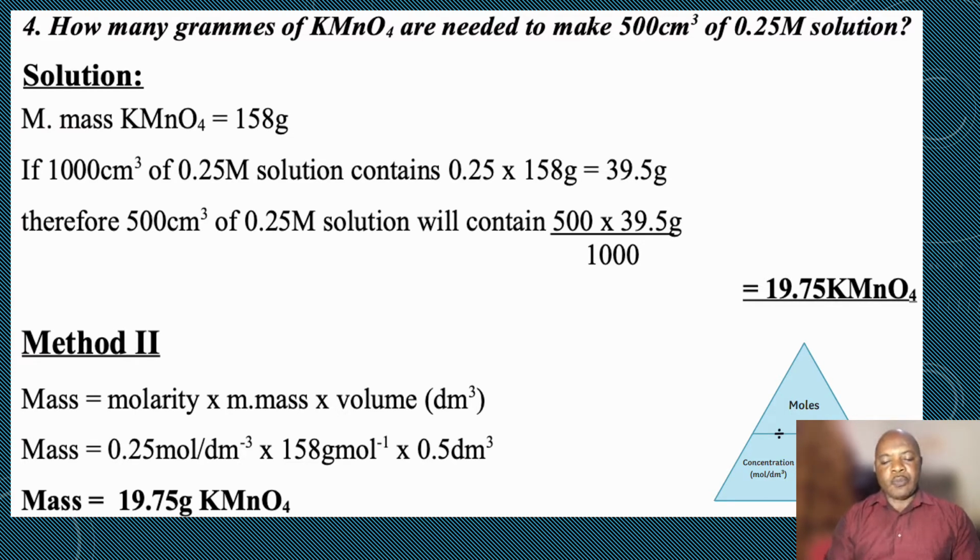Method number 2, we are going to use the triangle now. Now, method number 2 is, we need to have the number of moles. We have been given the concentration, which is 0.25 molar. The volume is 500, so 500 divided by 1000 will give us 0.5.